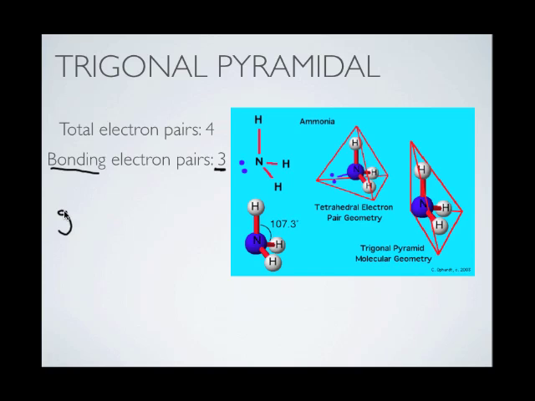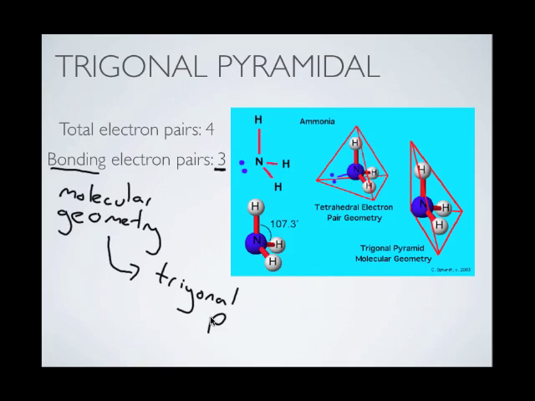So you can see in the picture, in the middle, you still see that tetrahedral shape for the electron pair geometry. But the picture on the far right is the trigonal pyramidal molecular geometry. So we're taking out that non-bonding pair to look at what the picture looks like. And since there's only 3 bonds, it's trigonal pyramidal. It's basically a pyramid with a triangle base. 3 bonding pairs, trigonal pyramidal.